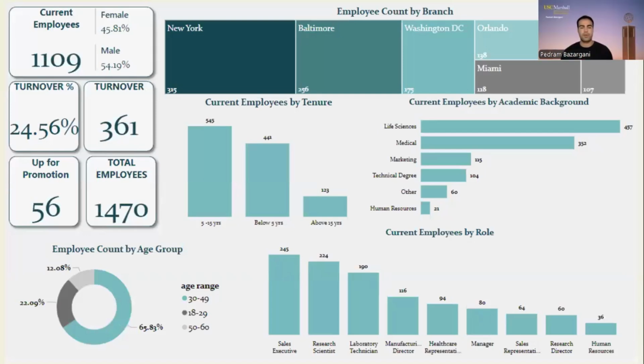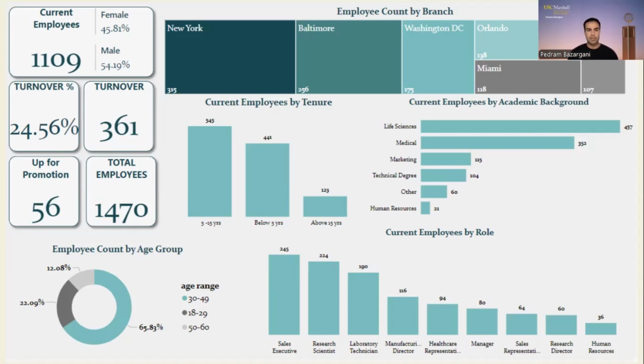Thank you, Alejandro. So as for our first dashboard here, I want to have you guys look to the left on the top left side with current employees. Here we can see current employees at this snapshot time, and we have a healthy ratio of male to females with a slight inclination toward males. We have a turnover rate of 24.56%, which we've indicated to be quite high, and total turnovers are at 361. We have about 56 up for promotion, and we have about 1,470 total employees.